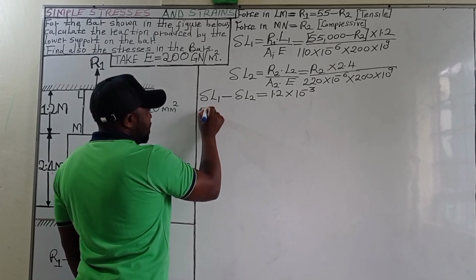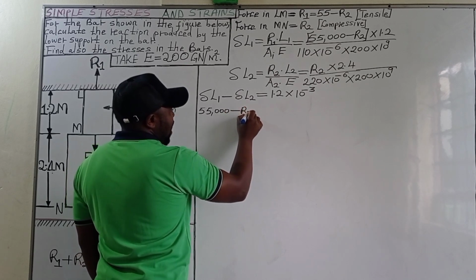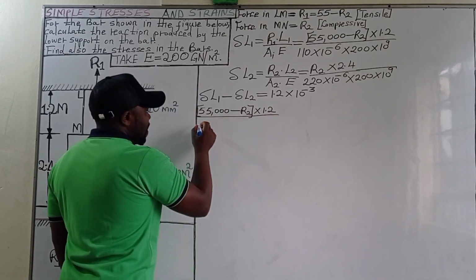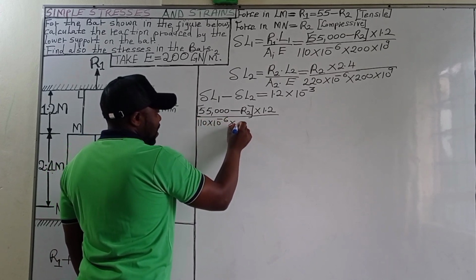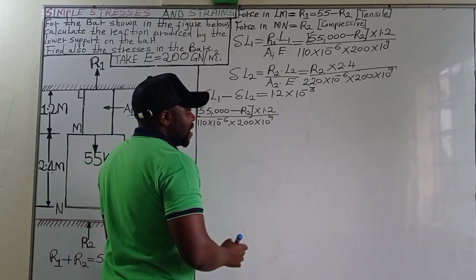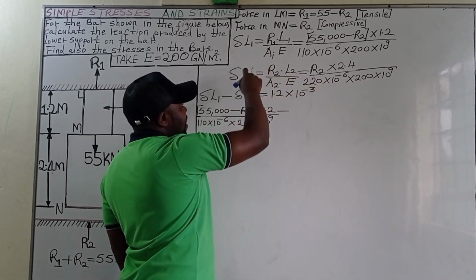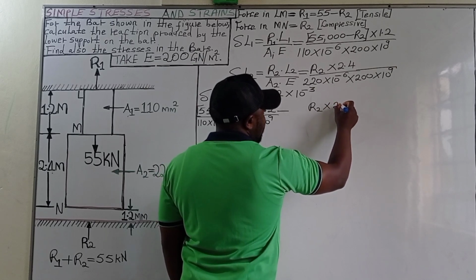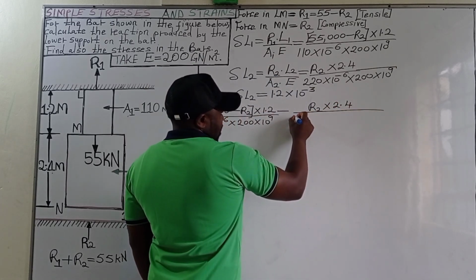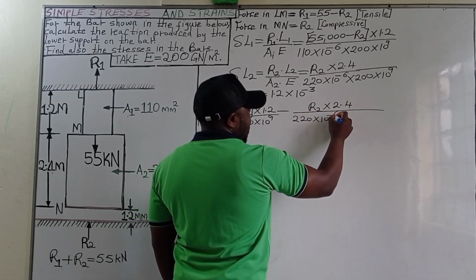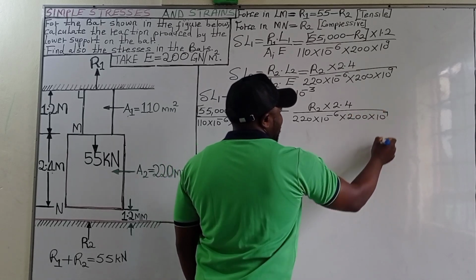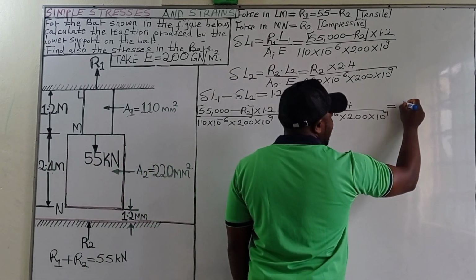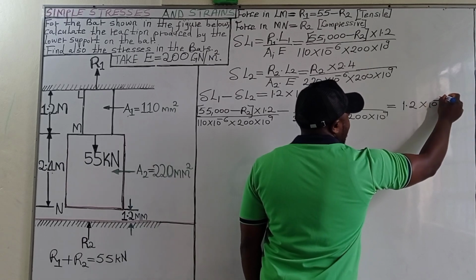So we are going to have this (55,000 minus R2) times 1.2 meters, divided by 110 times 10 raised to the power of negative 6 times 200 times 10 raised to the power of 9, minus the change in length in the lower portion, or the contraction of the lower portion, which in this case is R2 times 2.4, divided by 220 times 10 raised to the power of negative 6 times 200 times 10 raised to the power of 9, is equal to 1.2 millimeters, which in meters is 1.2 times 10 raised to the power of negative 3.